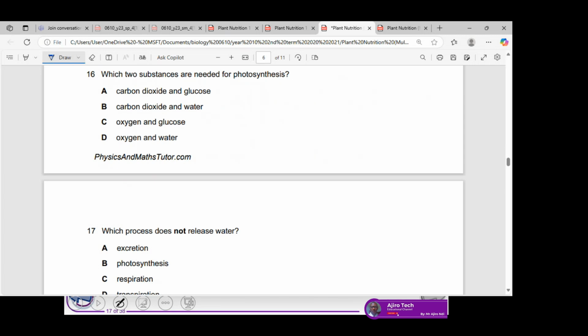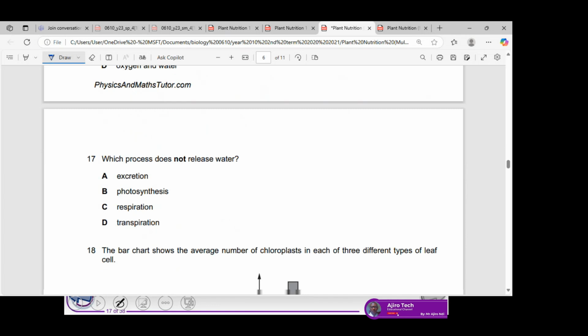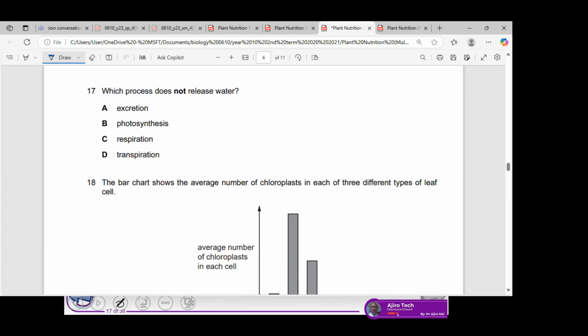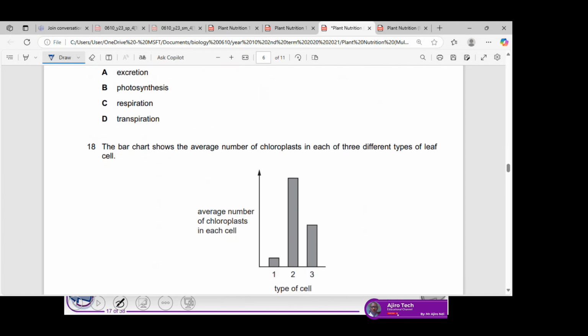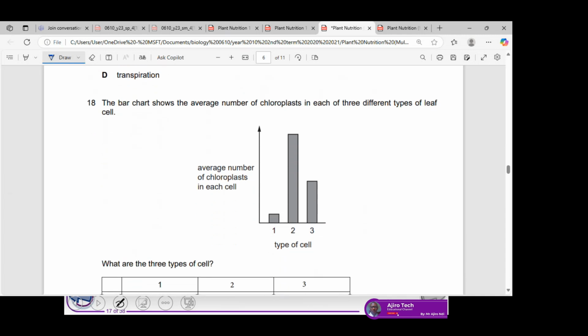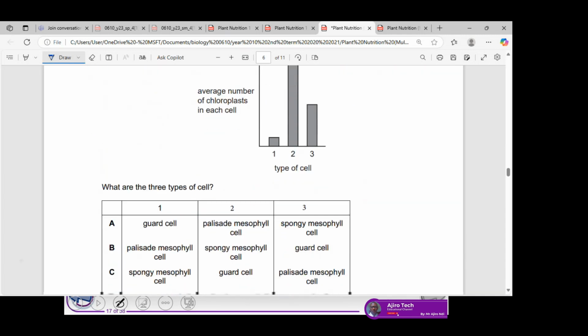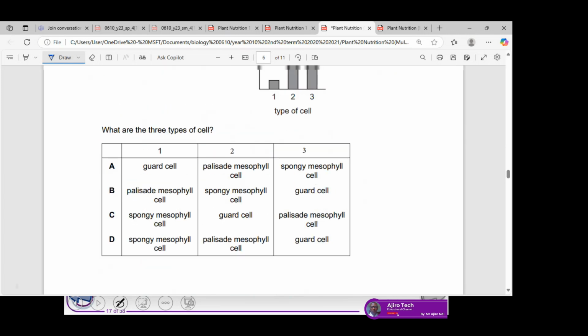Carbon dioxide and water. Which process does not release water? Photosynthesis. Very good, because water is used, okay?